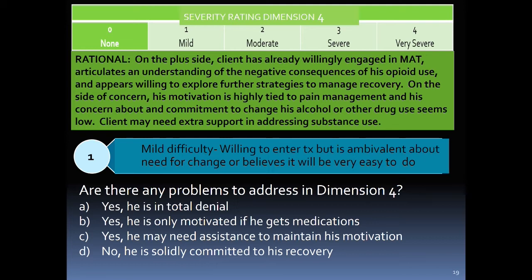And as we ask ourselves a question, are there any problems to address in Dimension 4? A, yes, he is in total denial. B, he is only motivated if he gets medications. C, he may need assistance to maintain his motivation. And D, no, he is solidly committed to his recovery. So the correct answer would be C. Yes, he may need assistance to maintain his motivation.